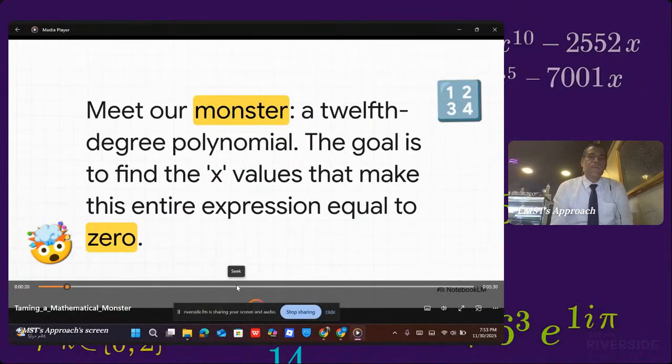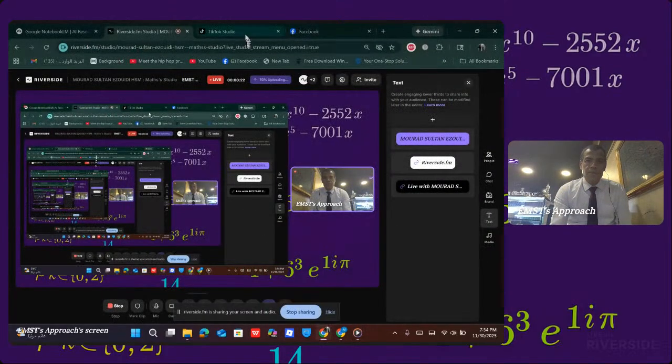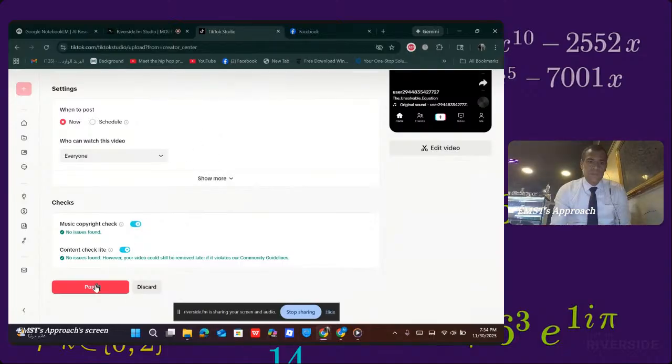This beast is a 12th degree polynomial. I mean, just look at it. We're talking 13 different terms with coefficients that just skyrocket into the trillions. And our goal is to find the values of x that make this whole crazy thing equal to 0. So, yeah, where do you even start with something like this?